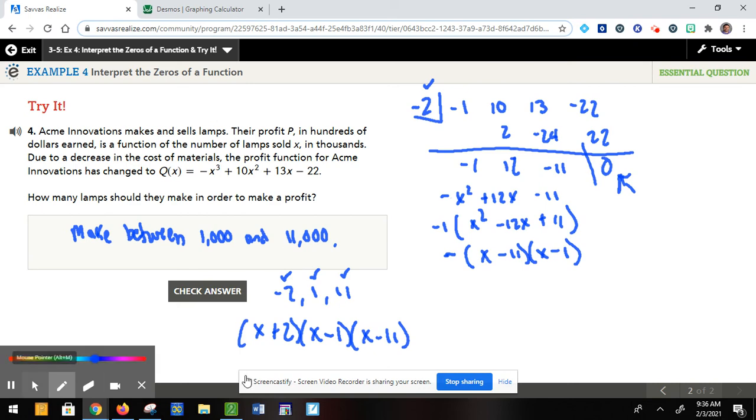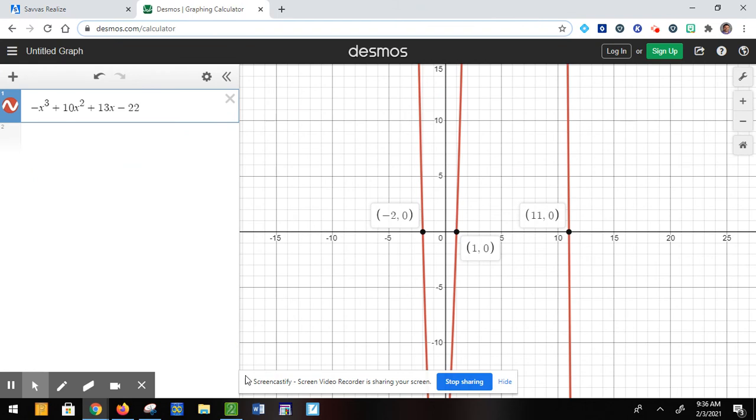If I go back to the graph, again, I don't care about what's happening on the left side of the graph because you can't make negative lamps, right? On the right side, they start turning a profit once you pass through 1. So that means at least 1,000 lamps need to be produced. And they make a profit all the way until they make 11,000. Once they make more than 11,000, they're not making a profit. So anywhere in between 1 and 11,000, they are making a profit. So that is the answer to the question that was being asked here.